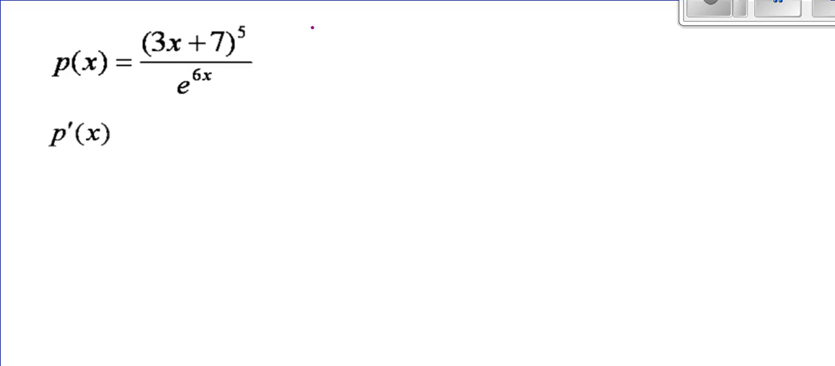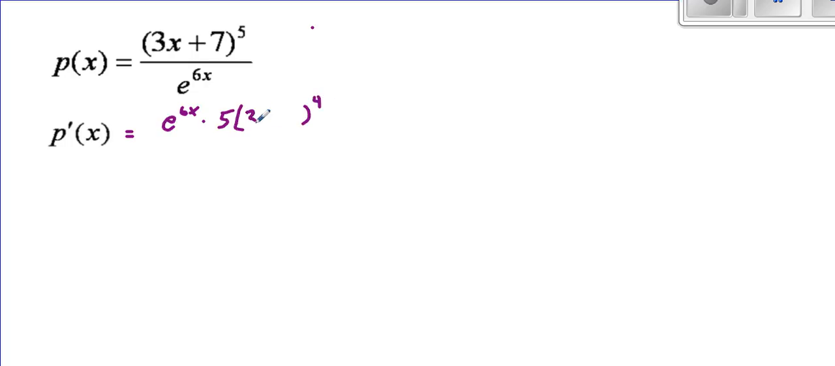All right, let's try another problem. So in this one, it looks like we've got another quotient rule. So let's go ahead and start off with our quotient rule. So we've got low, e to the 6x, d high. So when I take the derivative of this, we're going to try this without writing our notes. So our inside function is 3x plus 7, which means my outside function is u to the 5th. So I'm going to have 5 u to the 4th.